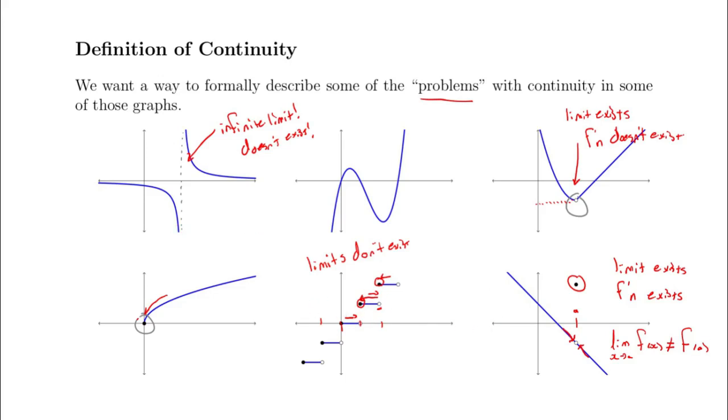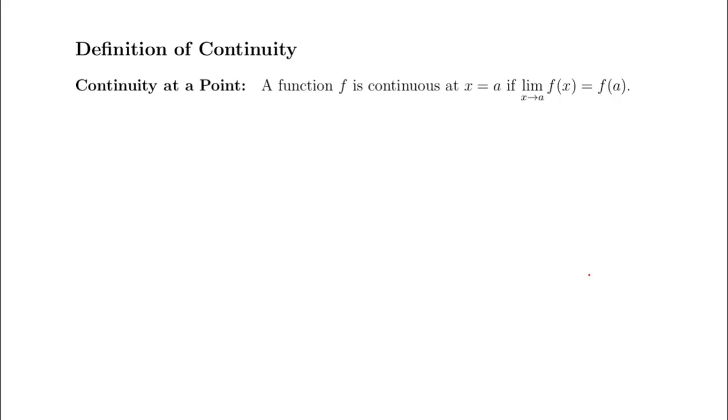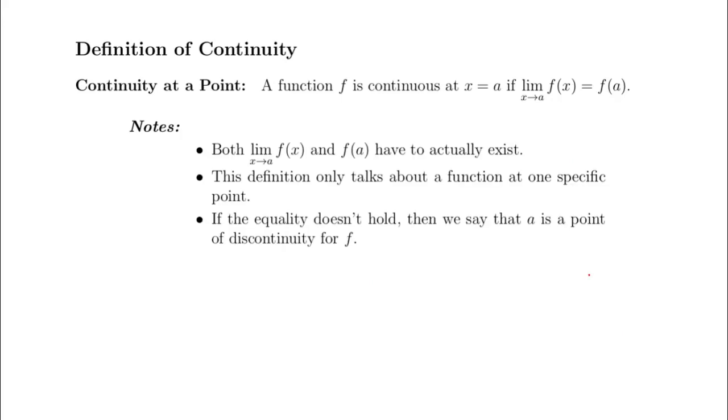Here, the limit doesn't exist even if the function values do. And so they can't be equal to each other. And on this one, they both exist, but they're not equal. So limits and function values have to both exist, and they have to be equal to each other at that point. Well, notice also this. This definition only talks about a function at one specific point. We do not classify this function as continuous. We say it's continuous at this point, at x equals a. So when we classify functions in terms of continuity, we're not classifying the whole function, we're classifying the one specific point.